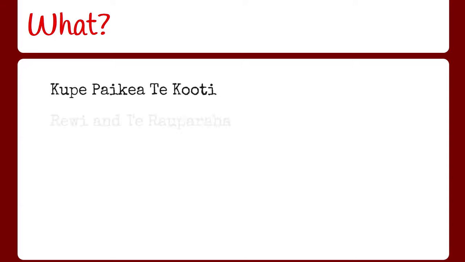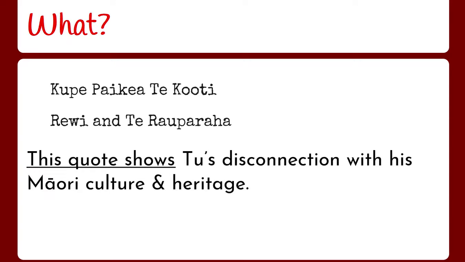So as an example, if this is my quote, "Kupe paikia te kuti, Rewi and Tiropraha," this quote shows the speaker's disconnection with his Māori culture and heritage. So I think that section of the poem, those two lines, can show how this speaker too is disconnected with his culture, disconnected with his heritage.